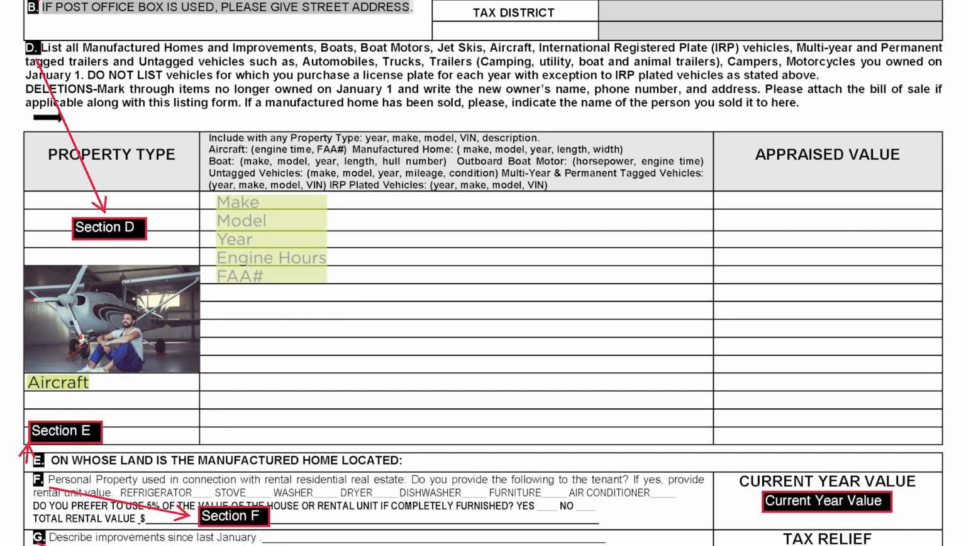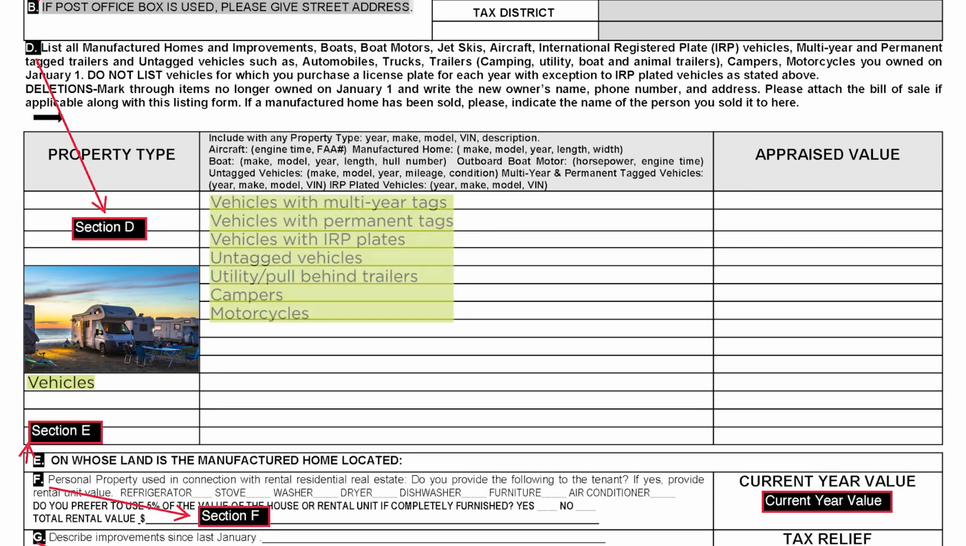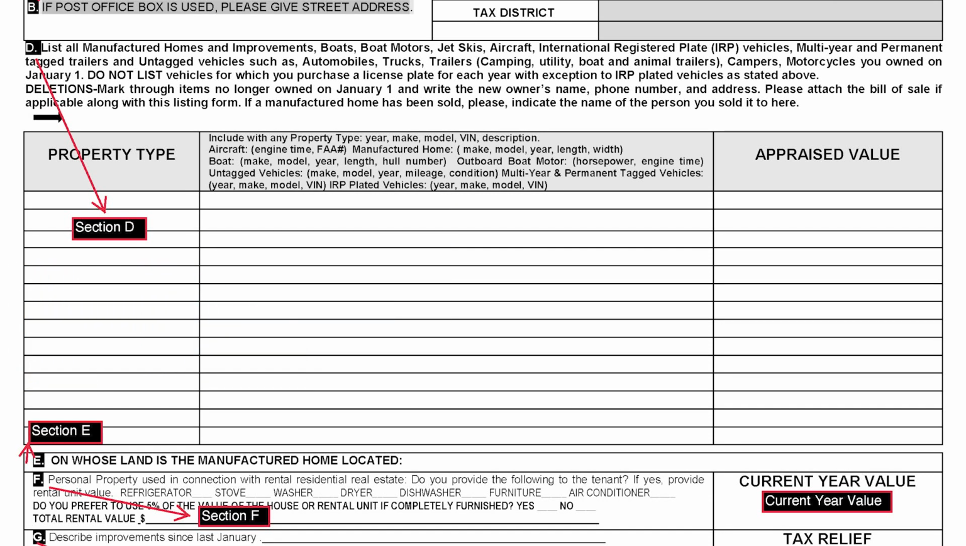Aircraft, include the make, model, year, engine hours, and FAA number. Also include vehicles with multi-year tags, permanent tags and IRP plates, untagged vehicles, utility or pull-behind trailers, campers, and motorcycles. All property for this type must include the year, make, model, and VIN number.